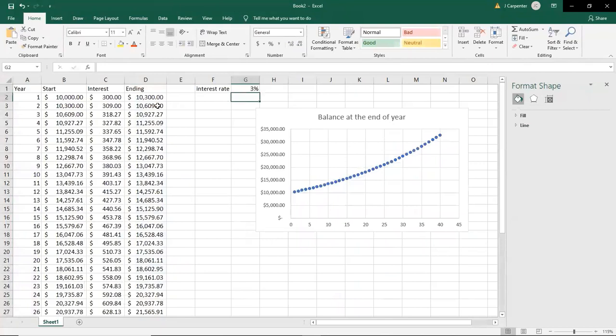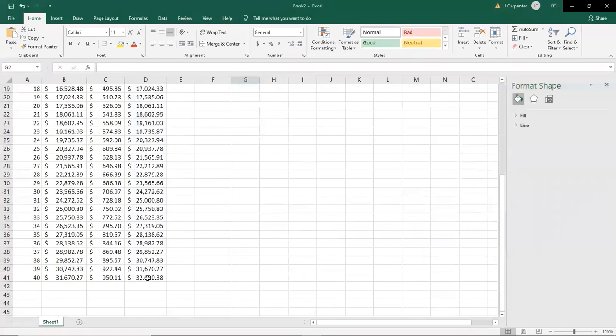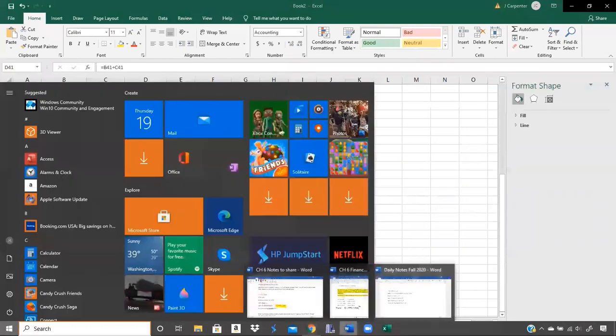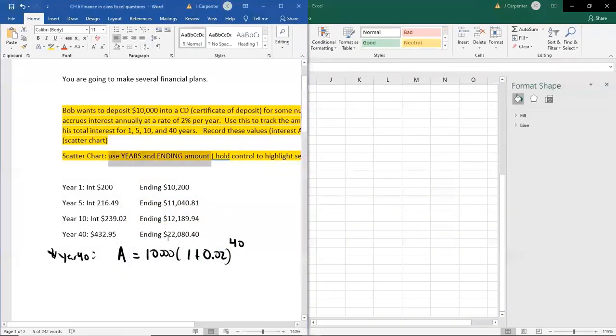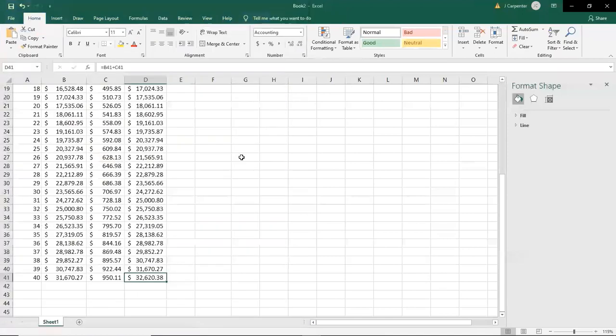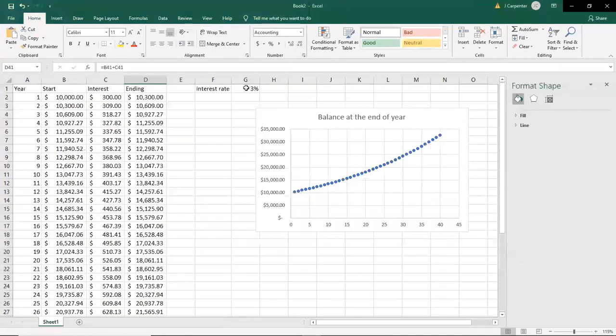Look at that. We saw all these numbers change. The ending balance at year 40 is now $32,000, where originally it was $22,000. So we now have another $10,000 for free just by going from an interest rate of 2% to 3%. Also, this graph does not look nearly as linear. It's still fairly straight. It doesn't look like an explosion has happened, but it is bending a little more.